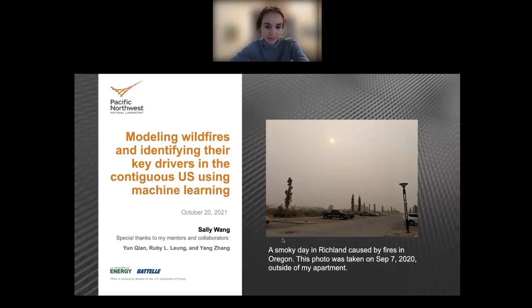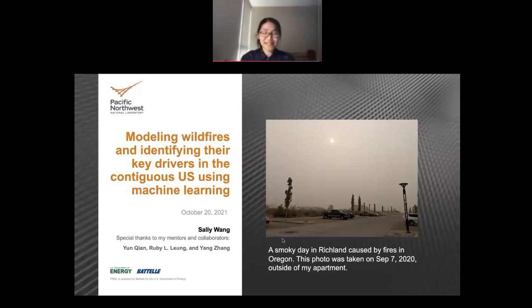Thank you for inviting me. Today I'm going to present modeling wildfires and identifying their key drivers in the contiguous US using machine learning. On the right-hand side, you can see a picture I took last year just outside of my apartment. It was a very smoky day in Richland because of the fires in Oregon, and all the smoke was transported to Washington state. So you can see a very smoky day here.